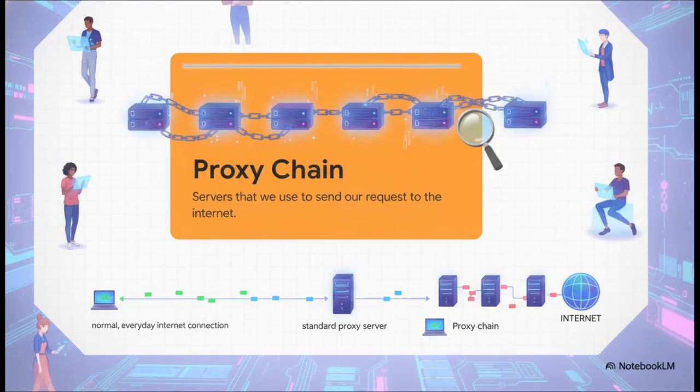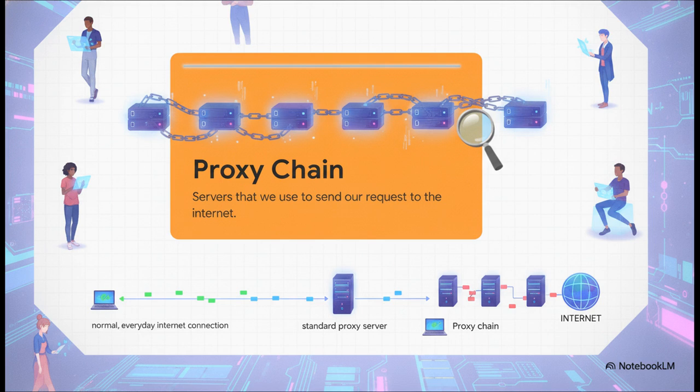Okay, let's dive right into this. A proxy chain essentially consists of servers that we use to route our internet requests. Instead of your computer sending a request directly to a website server, which immediately exposes your originating IP address, you send your traffic to an intermediary proxy. Basically, the proxy acts as a middleman, asking the internet for the data on your behalf. A proxy chain takes that middleman concept and just multiplies it.